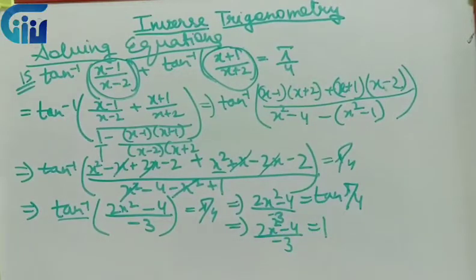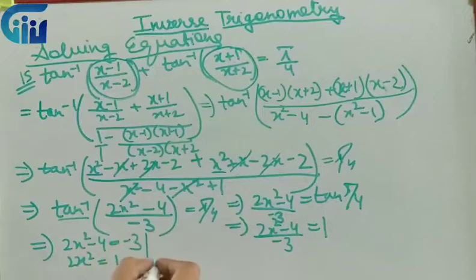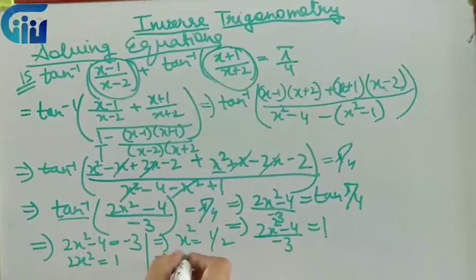Now we will solve it as usual. If I solve it, I will get 2x square minus 4 is equal to minus 3. So 2x square is equal to 1, then x square is equal to 1 by 2, and x is equal to plus minus 1 upon root 2. Now I have two values of x: one is 1 by root 2 and the other one is minus 1 by root 2.